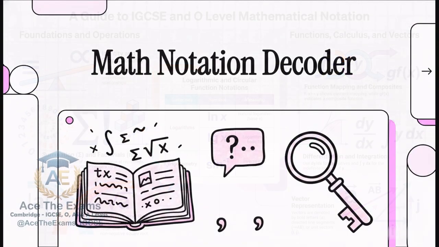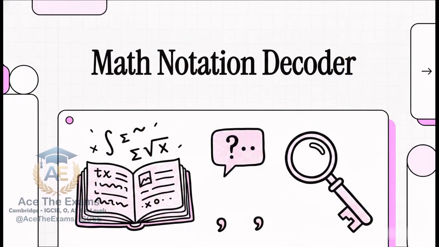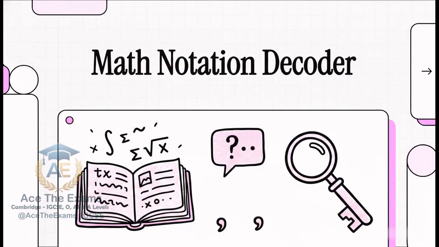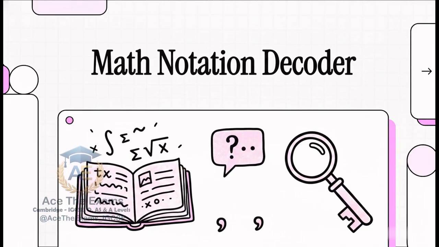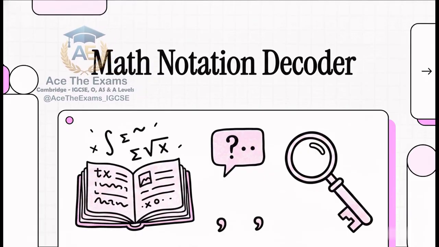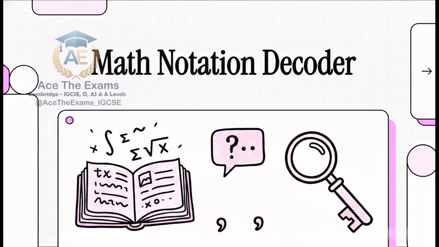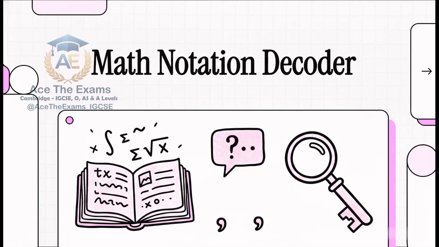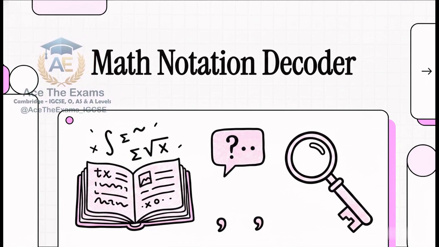Today, we are tackling something that I see causing absolute, unnecessary panic in the exam hall: mathematical notation. We are specifically looking at the Cambridge IGCSE and O-Level Additional Mathematics 0606 syllabus. But listen, right off the bat, I need you to completely shift your perspective. I want you to stop thinking about this as intimidating math. Instead, think of mathematical notation as a foreign language. It has its own precise vocabulary, its own punctuation, and its own grammar rules.